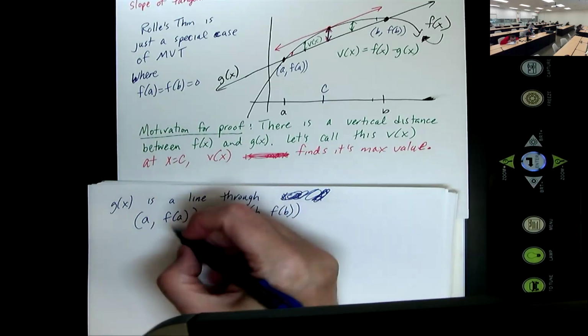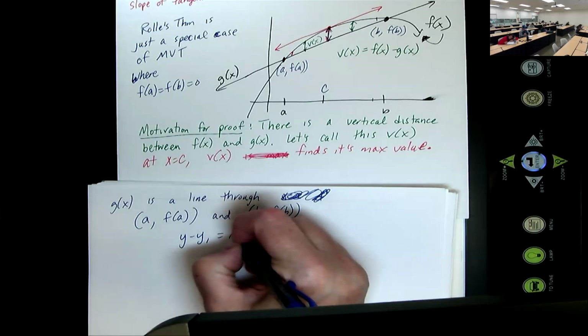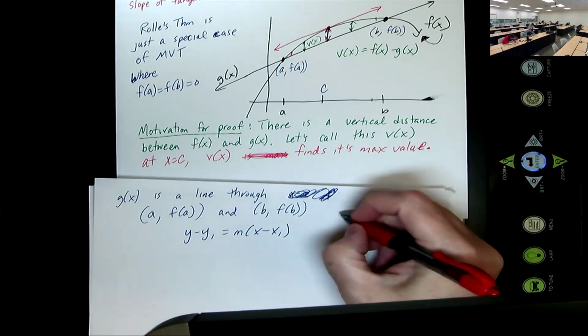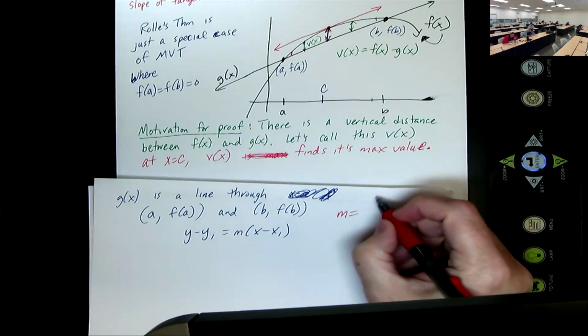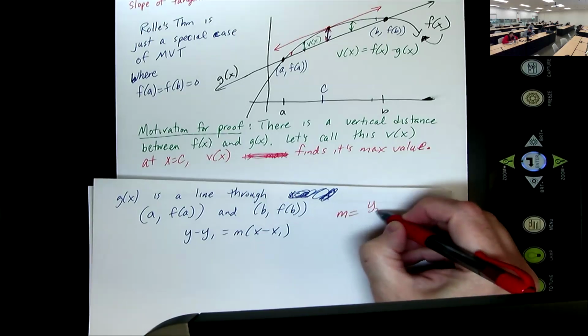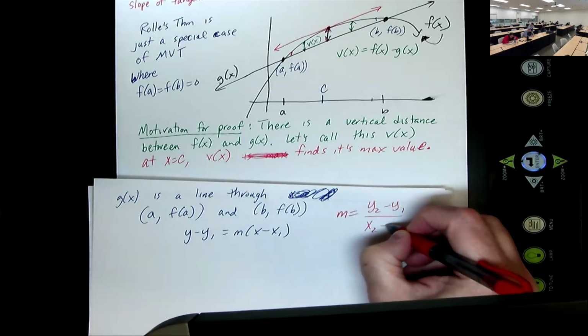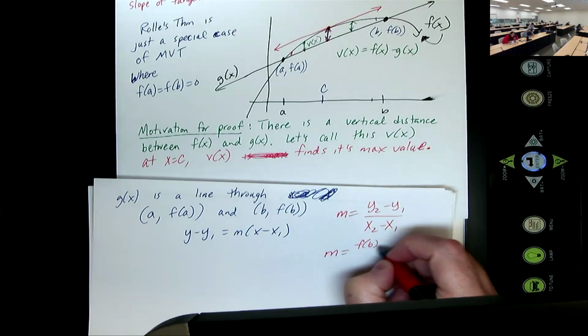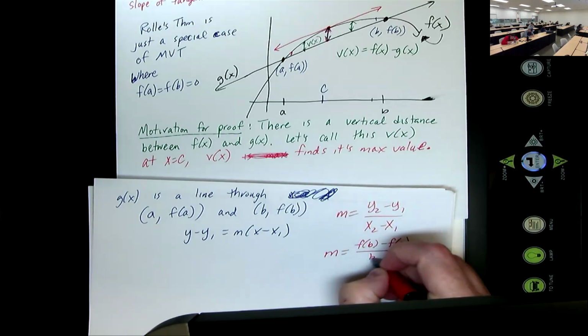And if it's a line, we've got y minus y1 equals m times x minus x1. But m we can find doing the slope formula, like y2 minus y1 over x2 minus x1. For this problem, that turns into f of b minus f of a over b minus a.